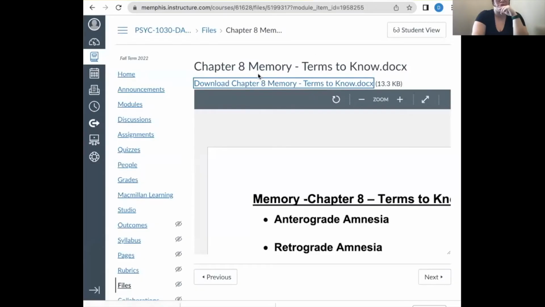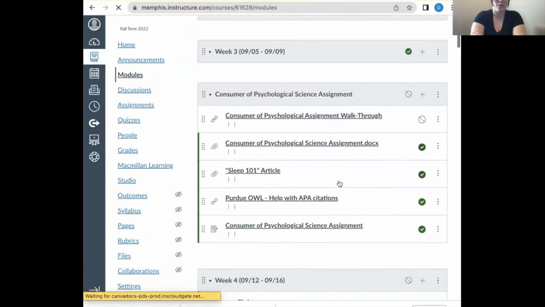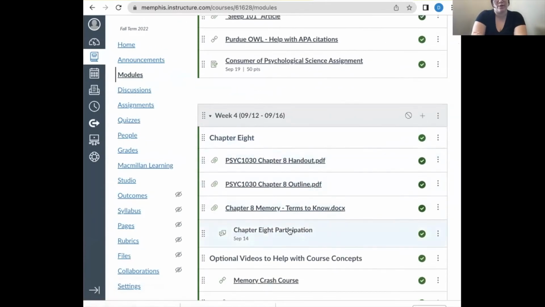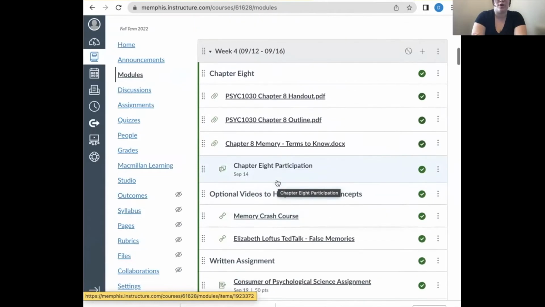Let me show you a few more things. So those are those terms to know. We're going to go back to the modules. Chapter 8, those are right here. We have again our discussion board participation, where you need to make sure you post your initial response on Wednesday and then your follow-up response on Friday.